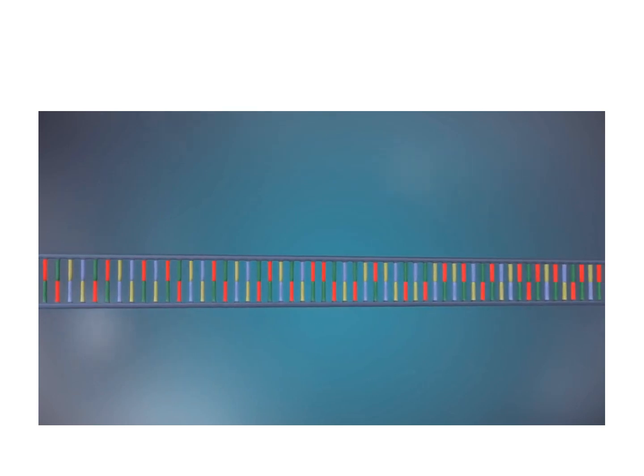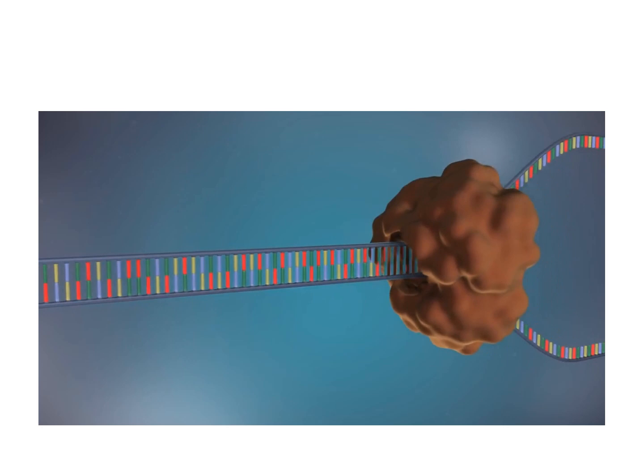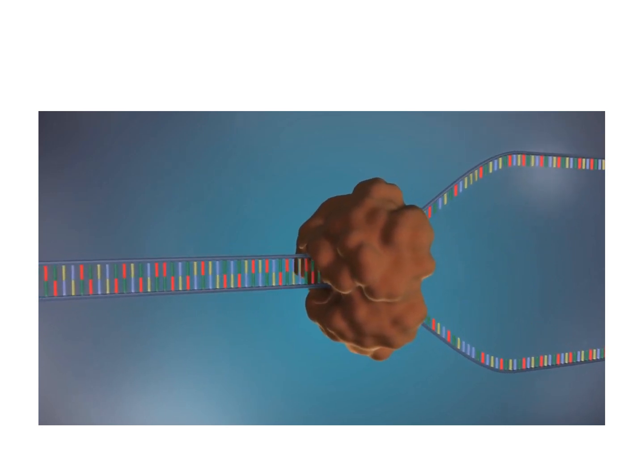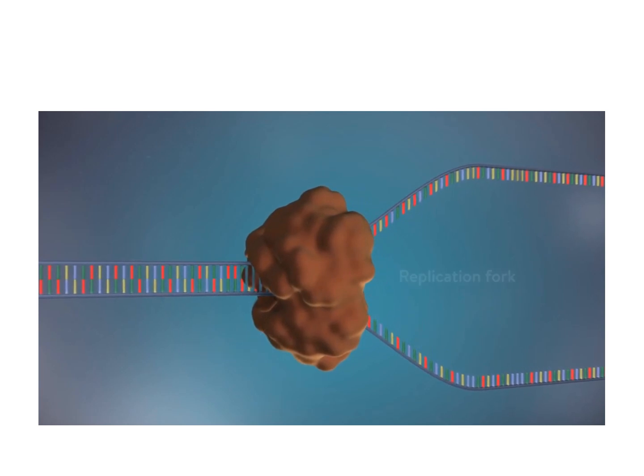The first step in DNA replication is to separate the 2 strands. This unzipping is done by an enzyme called helicase and results in the formation of a replication fork.